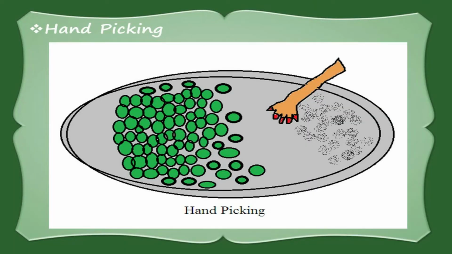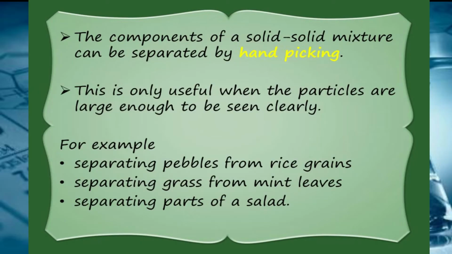Hand picking. The components of a solid-to-solid mixture can be separated by hand picking. This is only useful when the particles are large enough to be seen clearly. For example, separating pebbles from rice grains, separating grass from mint leaves, and separating parts of a salad.